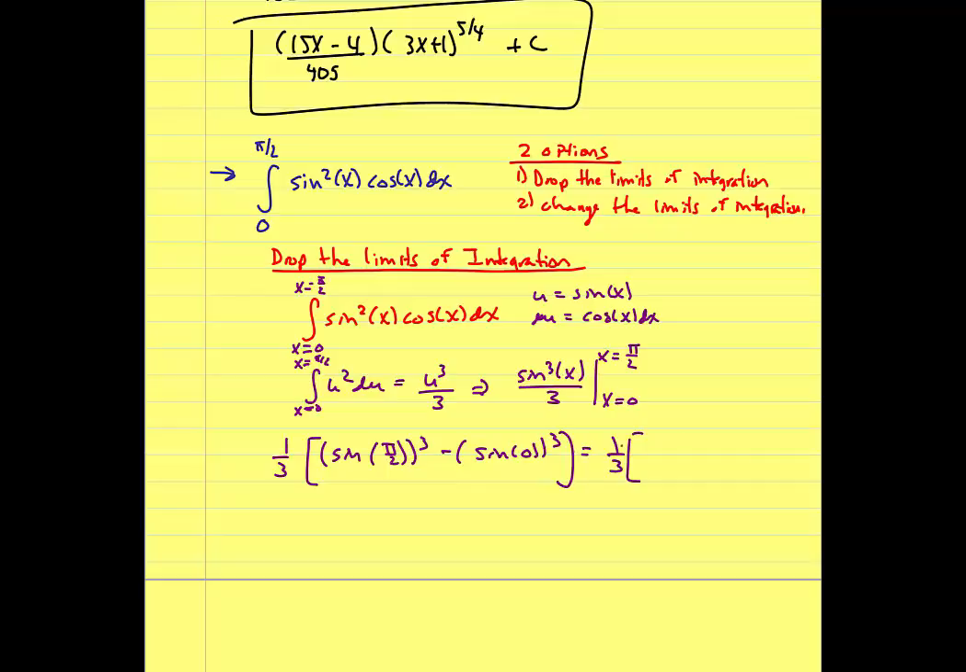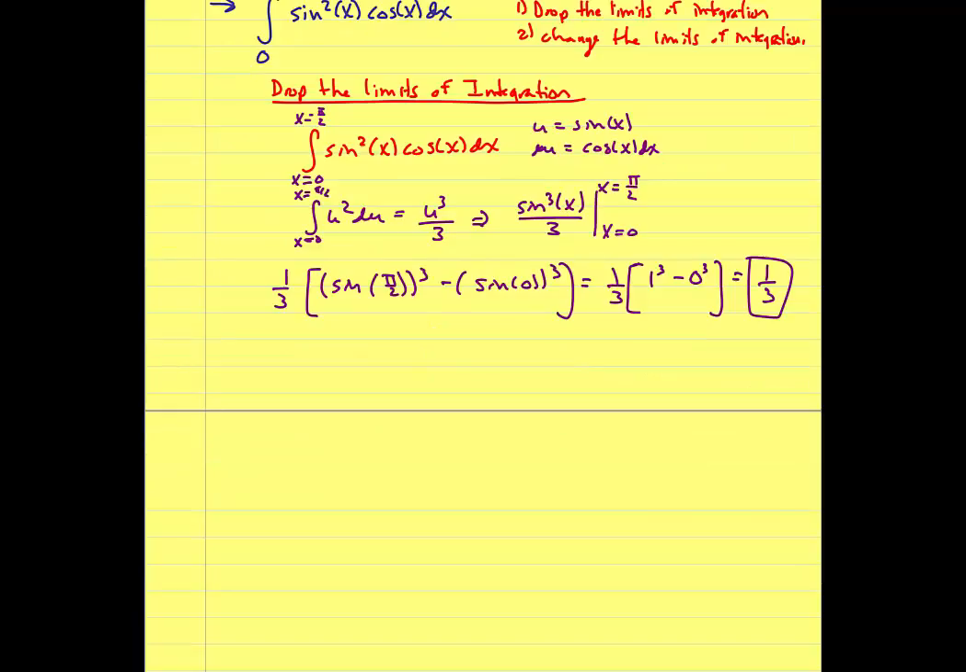The sine of pi over 2 is 1, so this would be 1 cubed. The sine of 0 is 0, so 1 cubed minus 0 cubed is 1. 1/3 times 1 is 1/3. So that's option 1, drop the limits of integration.